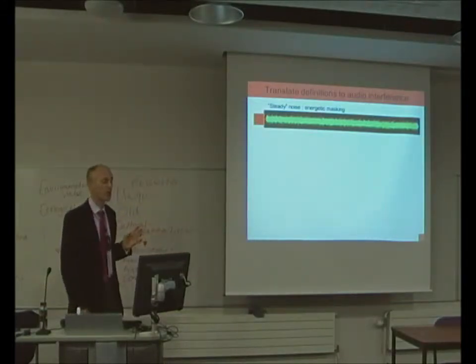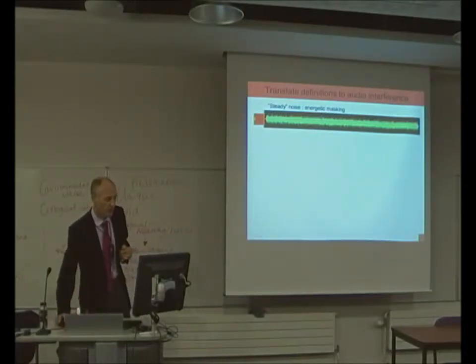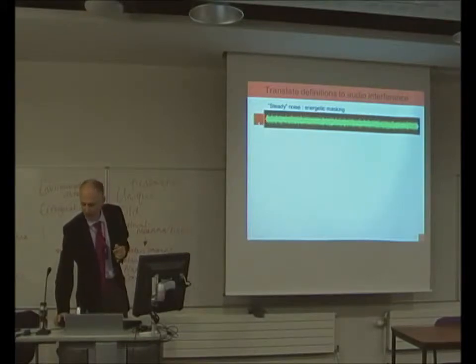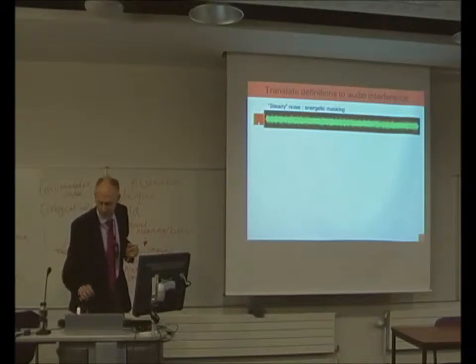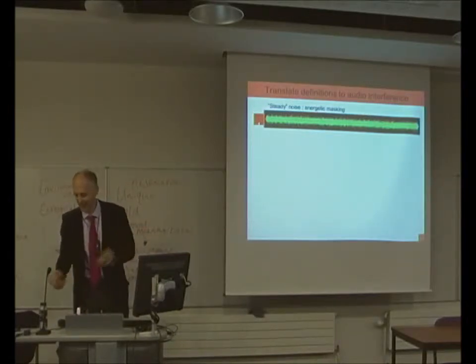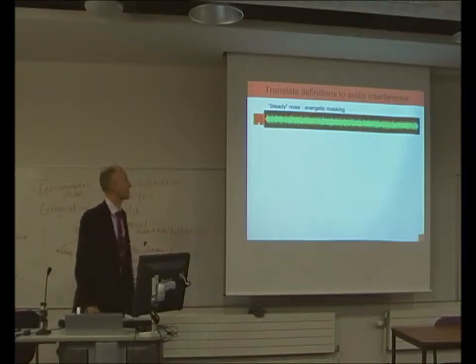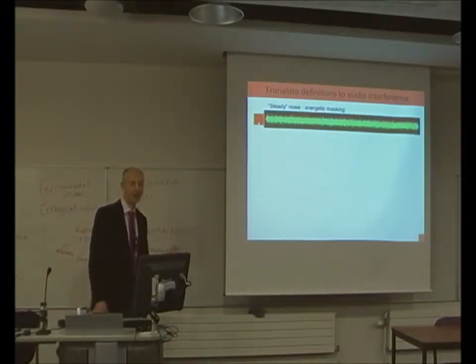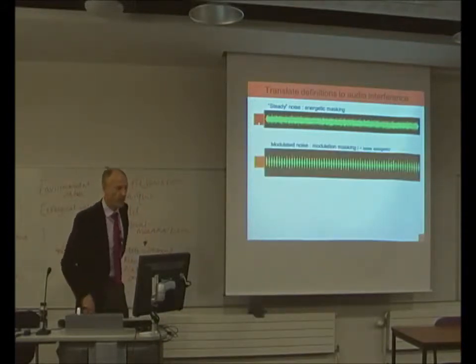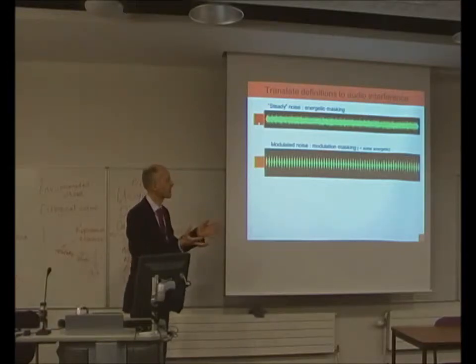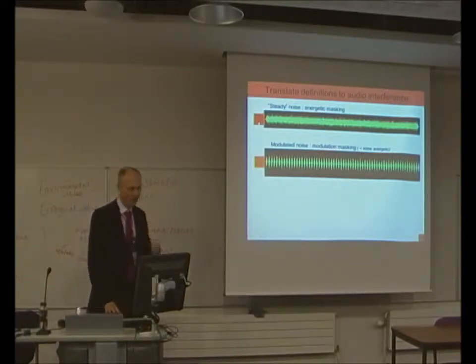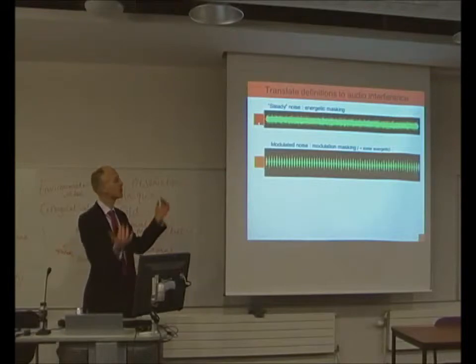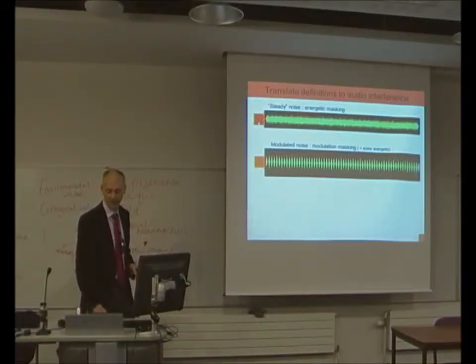So what people have traditionally thought of as energetic masking is something like a steady noise. Okay, let's do some energetic masking. Okay, so that's energetic masking. The next thing you might have is when that energetic masker has fluctuations in it. So instead of going, it goes. And then you have short gaps in there in which you might be able to listen in and try and detect the target message.